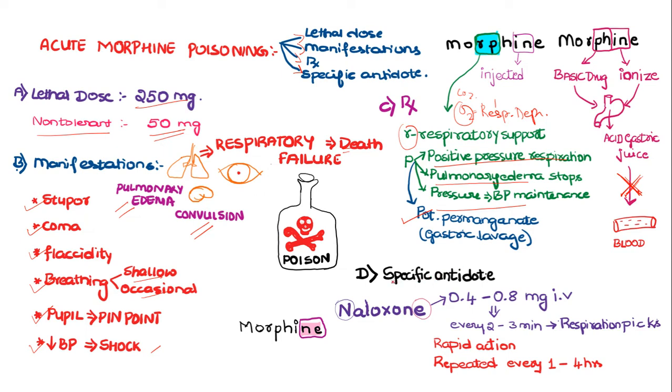So what will be the specific antidote for acute morphine poisoning? You can use injection naloxone, which is a synthetic opioid antagonist, 0.4 to 0.8 milligram every 2 to 3 minutes. It can be repeated till the respiration picks up. Because of its rapid action and short duration of action, you need to repeat this drug every 1 to 4 hours depending upon the response.